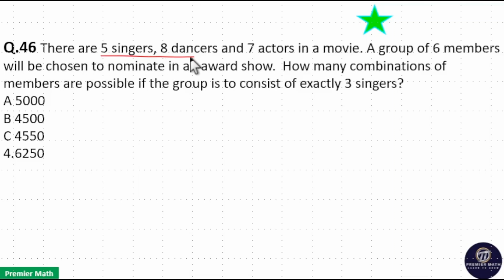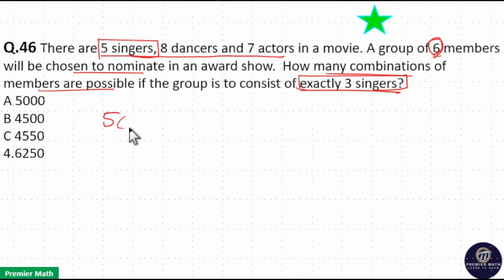There are 5 singers, 8 dancers and 7 actors in a movie. A group of 6 members will be chosen to nominate in an award show. How many combinations of members are possible if the group is to consist of exactly 3 singers? Here, there are total 6 members in this group. Out of the 6, exactly 3 singers should be included, which means these 3 singers should be selected from the 5 singers. So, this can be done in 5C3 ways. So, remaining members is 3. So, these remaining 3 members should be selected from the 8 plus 7, remaining 15 people, in 15C3 ways. So, this is the total selection of 6 members.